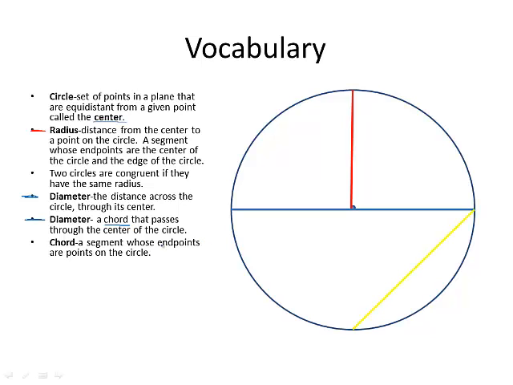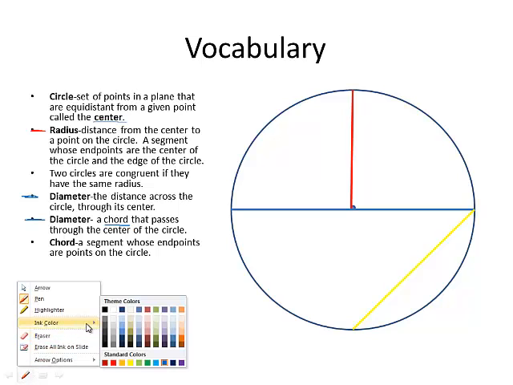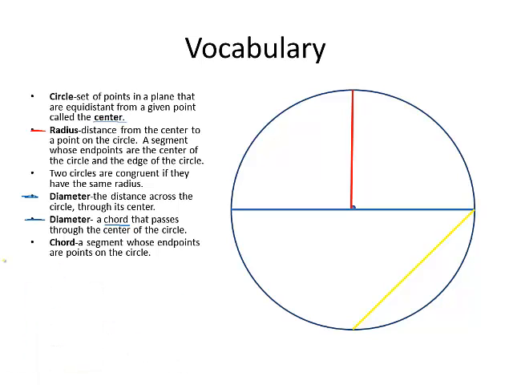So here's what a chord is, and I used yellow for this, again, to color code, just so I can easily look back in my notes and see what's what. A chord is a segment whose endpoints are on the circle. The diameter is a special type of chord, so we call it a diameter because it actually goes through the center. But again, if it doesn't go through the center, we would just call it a chord because it's a segment whose endpoints are on the circle.